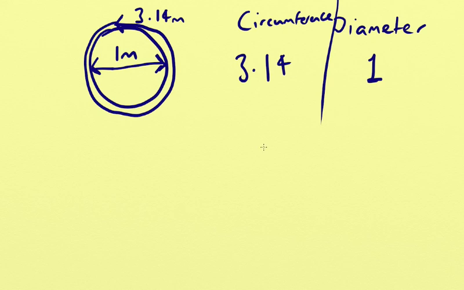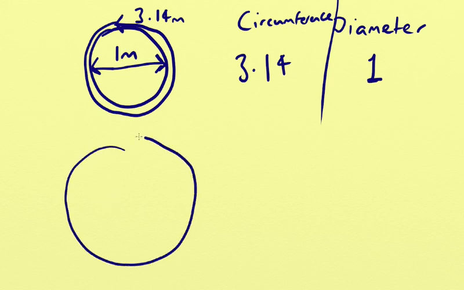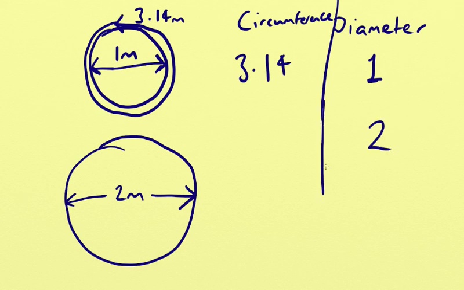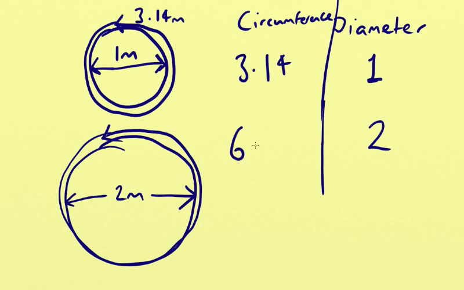Then they made a bigger circle that just so happened to be 2 meters across. So they said, right, if its diameter is 2 meters, how far is it around the outside edge now? They measured around the outside edge of this one and they got 6.28 meters around the edge.